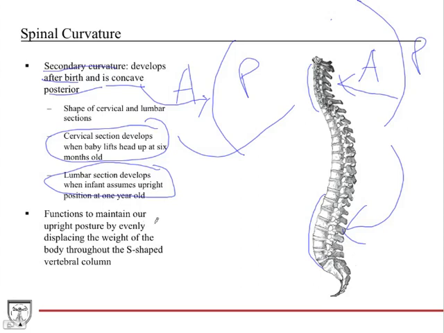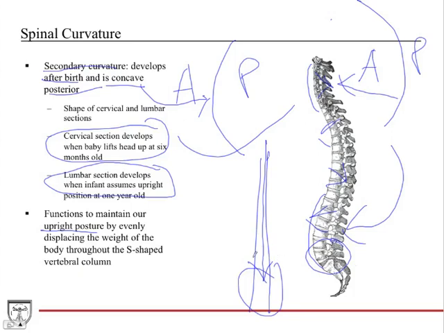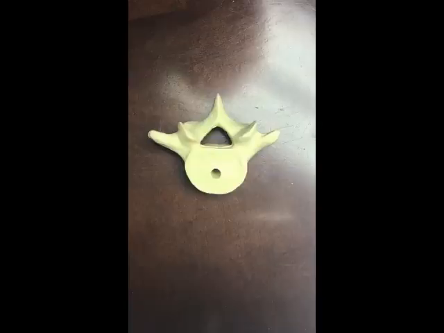Now, what do these curvatures do? They function to maintain our upright posture by evenly displacing the weight of the body throughout the S shape of the vertebral column. So if you notice, the spine is not just one straight pole, okay, and that's by design, it helps evenly distribute the weight throughout this S shape. And so it's not like one vertebrae at the bottom here is bearing the weight, because if you had just one column, the weight is going to be borne by the lowest point. So it helps take the load off of really this L5 and sacral region and helps evenly displace it throughout the spine. That's why it has that S shape.